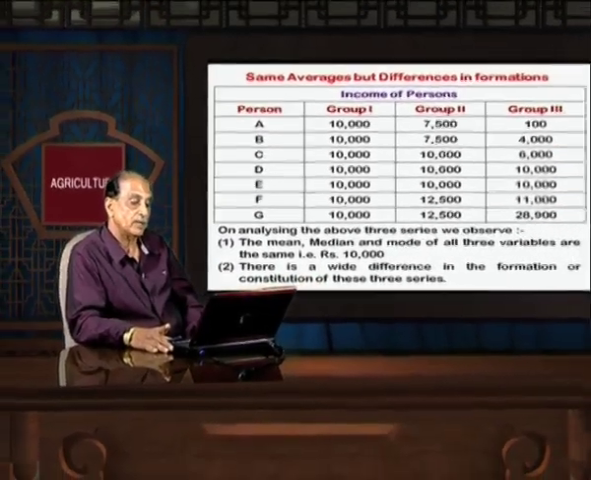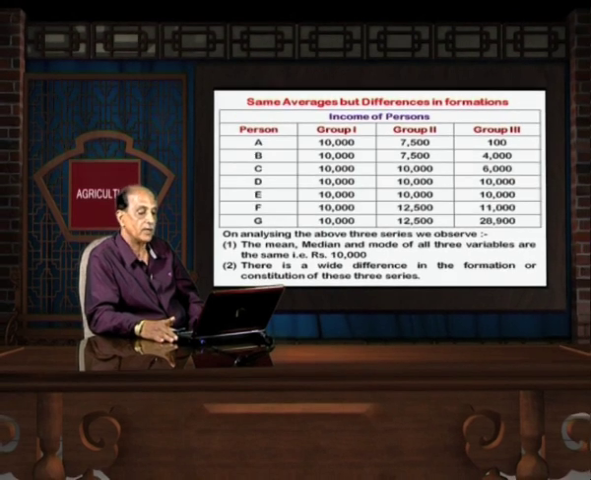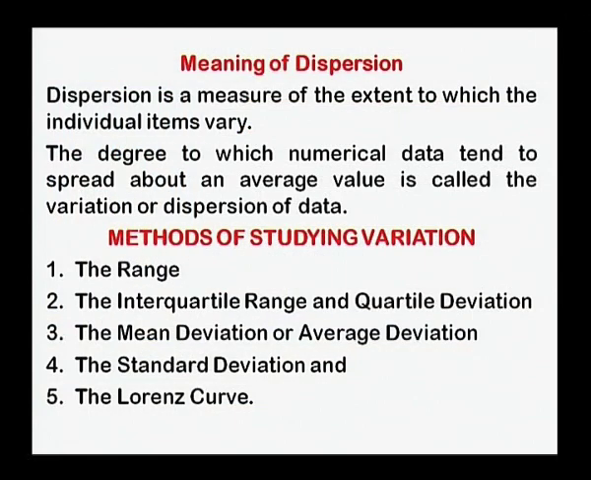So, we can say that there is a wide difference in the information and constitution of these 3 series, and that cannot be verified with the help of the central tendencies.